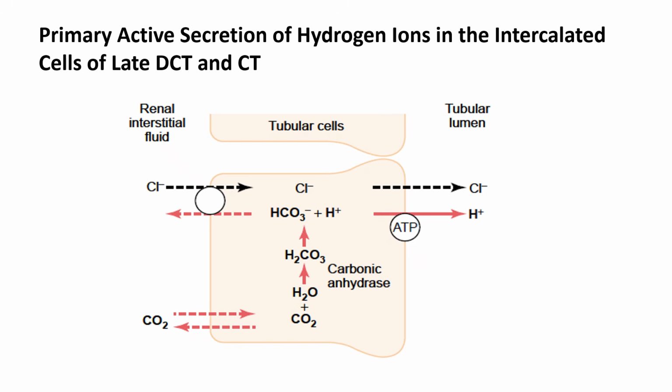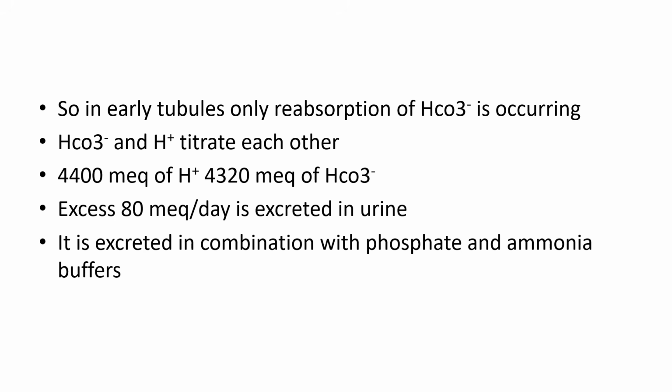Similarly, in DCT and CT, H plus is secreted into the lumen and bicarbonate is reabsorbed. Here H plus is secreted primarily by primary active transport. So in the early tubules, reabsorption of bicarbonate is occurring. So 4320 milliequivalents of bicarbonate is reabsorbed with secretion of 4400. So this excess 80 is excreted in urine in combination with phosphate and ammonia buffers.